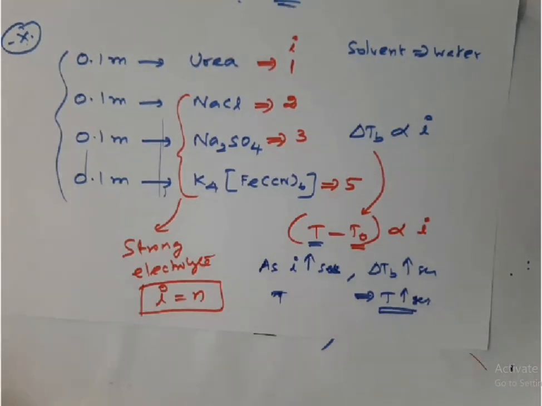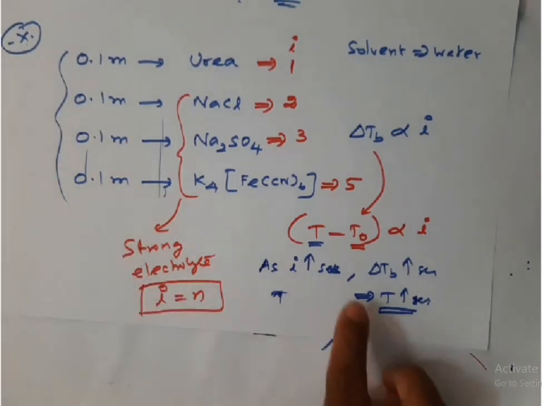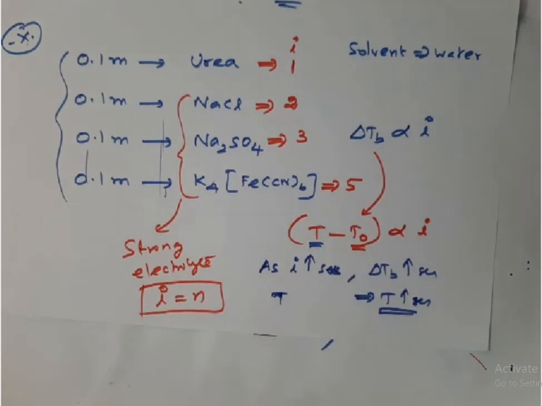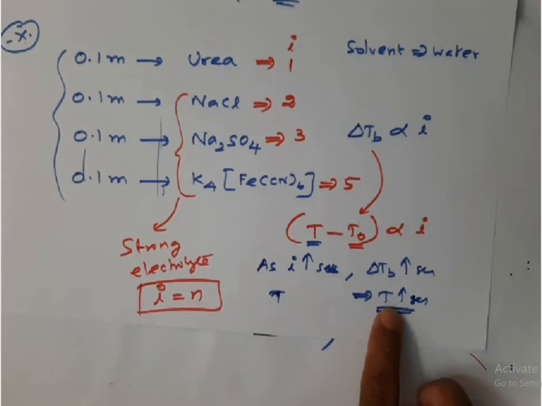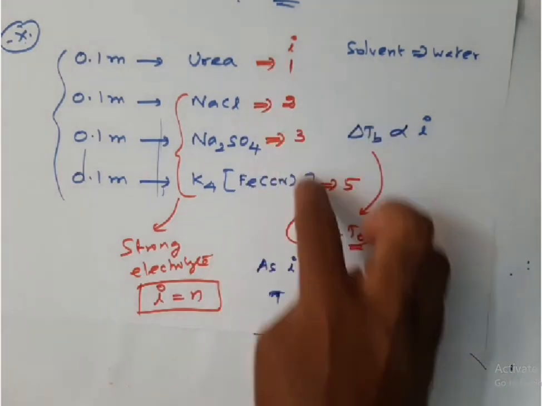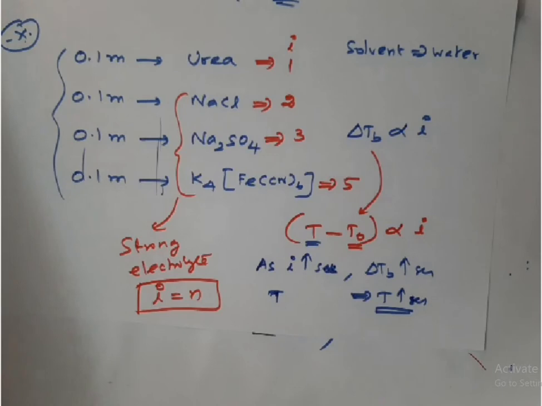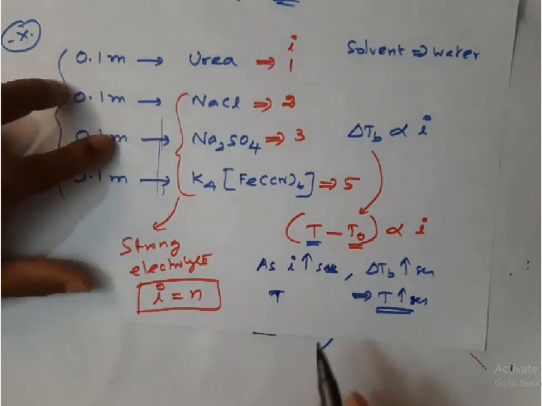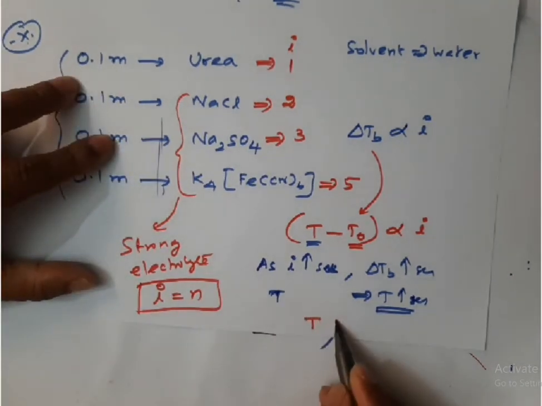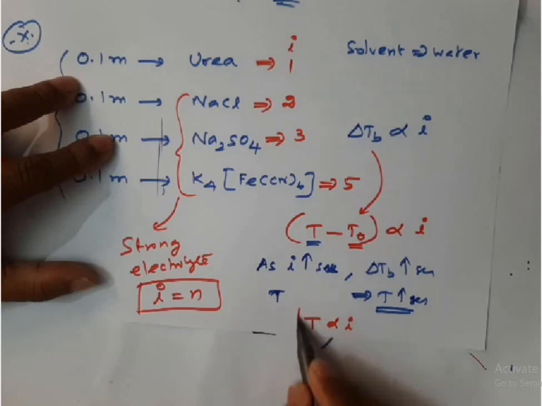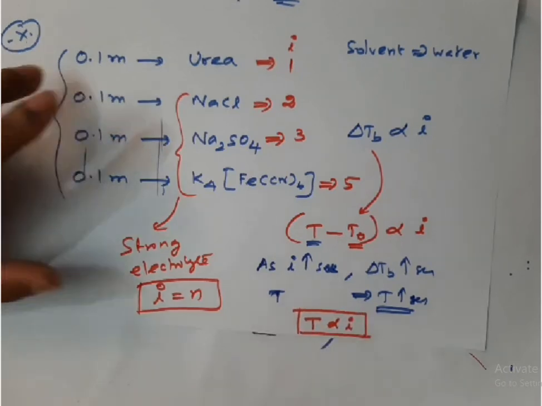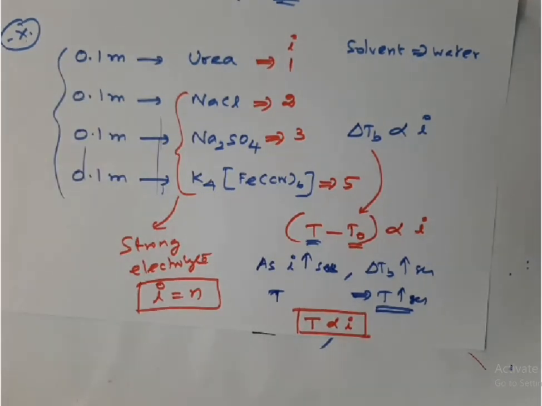What is T here, students? What is T naught? Temperature of pure solvent. T is the boiling point of solution. As i value increases, boiling point of solution will increase. So for understanding purpose, you can write like this: boiling point of solution is directly proportional to i. As i increases, boiling point of solution increases.